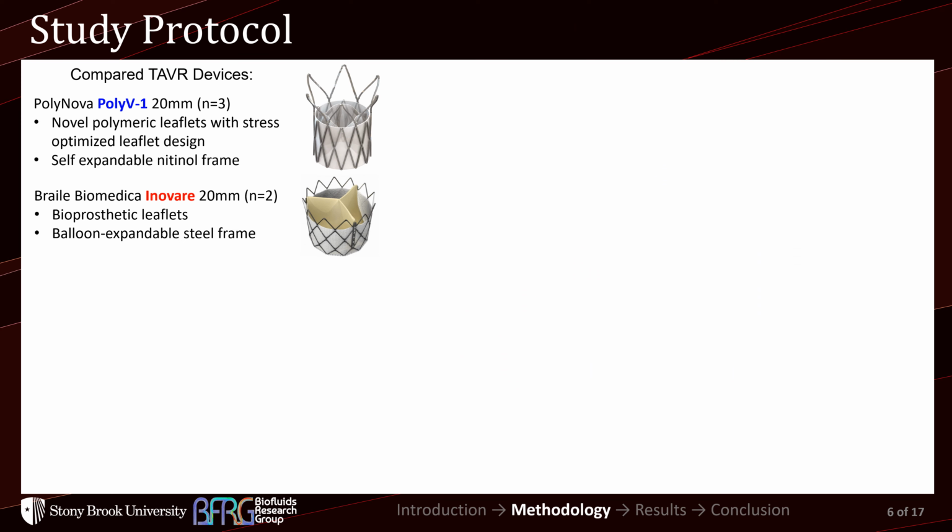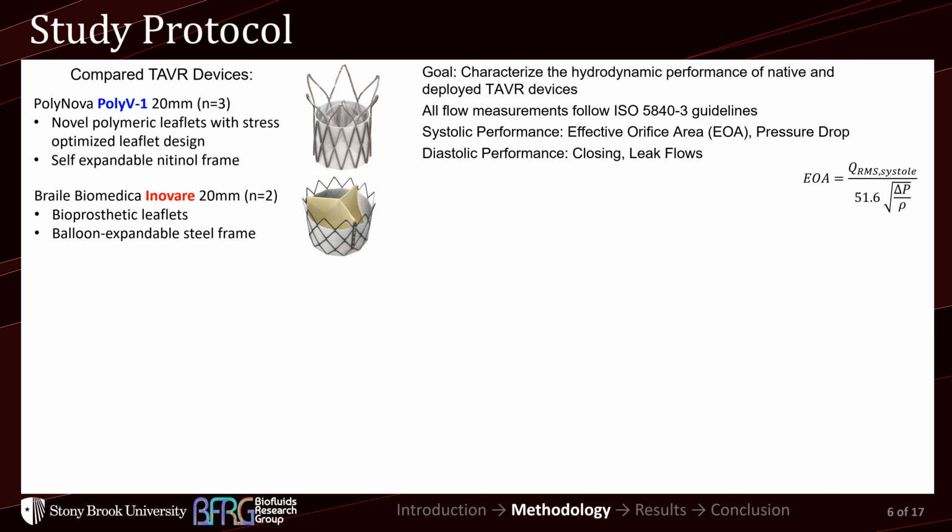So in this study, we're comparing a new novel polymeric TAVR valve that we're developing in the lab in conjunction with Polynova Cardiovascular against a Brazilian tissue valve. It has a completely different stent design with a balloon expandable steel frame versus the self-expandable nitinol frame. So we're not only evaluating the differences in the leaflet technologies, but also the stent technologies and comparing the two. Our goal is to characterize the hydrodynamic performance between these two valves and benchmark them against the native valve, because we now have that ability.